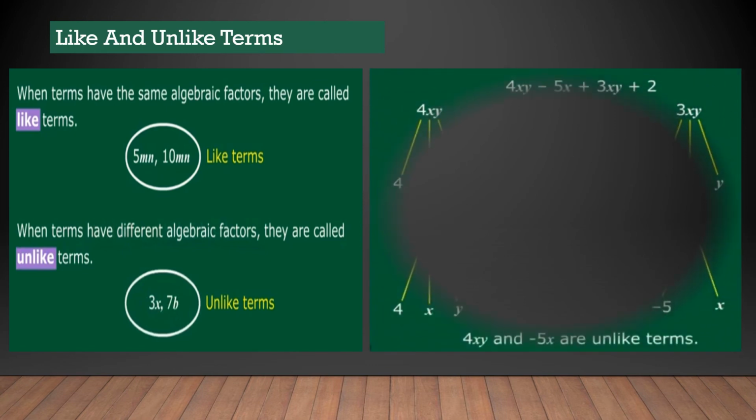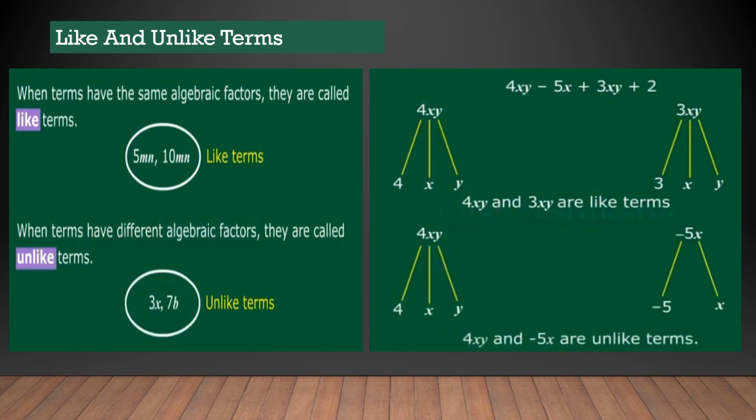In the expression 4xy minus 5x plus 3xy plus 2, there are 4 terms. Among these 4 terms, 2 terms are like terms, since 4xy and 3xy have the algebraic factors x and y. Therefore, they are like terms. Similarly, 4xy and negative 5x are unlike terms since their algebraic factors are different. For 4xy, the algebraic factors are x and y. For negative 5x, the algebraic factor is x only. Therefore, they are unlike terms.